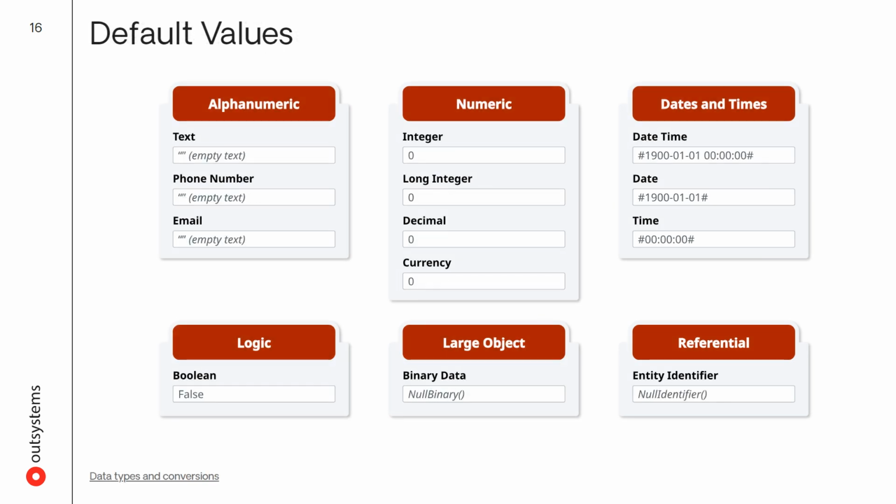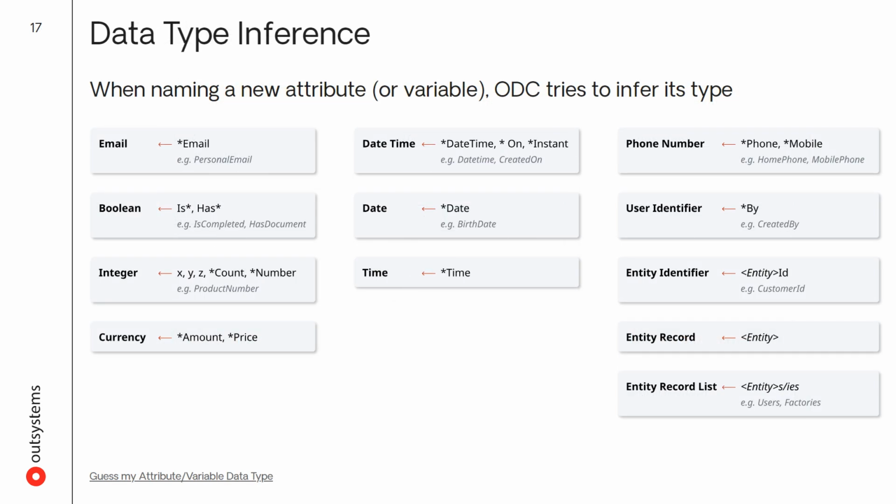For each one of these data types, OutSystems Developer Cloud has a default value. This means that any entity attribute or variable will always have a value, which will be the default value if not specified otherwise. When defining the name of a new attribute or variable, vODC will try to infer the data type based on the chosen name. Quite a few patterns are detailed here.